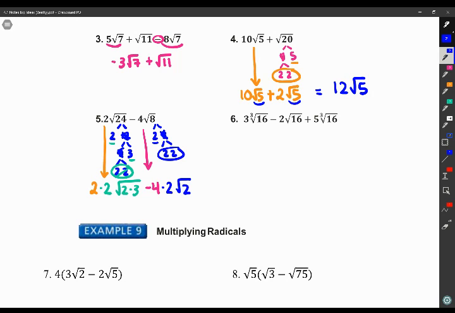So as we simplify, 2 times 2 is 4. And then the 2 and 3 underneath, 2 times 3 gives us 6. Negative 4 times 2 is negative 8. And then the root 2 stays root 2.